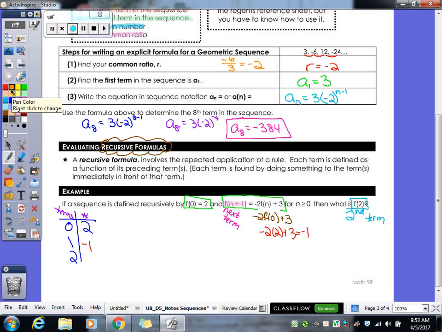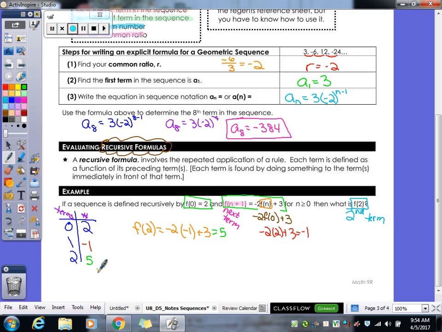So now to actually get my second term, which is what they really wanted to begin with. So now I'm at my first term. My next term, which would be my second one, so f of 2, my second term, is negative 2 times f of n. That right there means your previous term. That's what we just figured out. So my previous term to my second term would be my first term, which was negative 1, and then plus 3. So negative 2 times negative 1 plus 3 is 5.